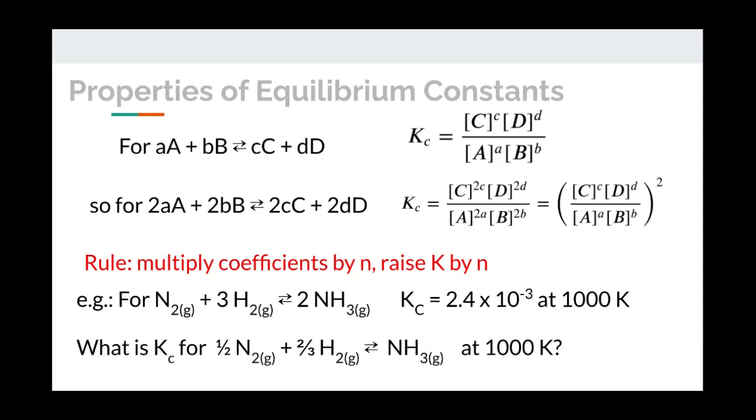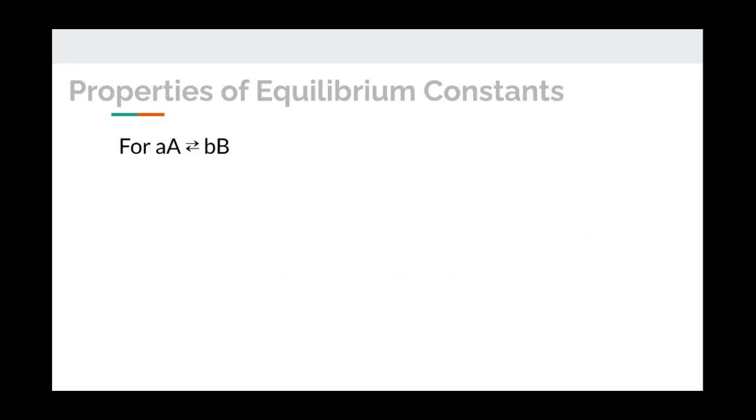Example problem. We saw this equilibrium before. What if we divided all the coefficients by 2? This is a mistake. That should be 3/2. Since we multiplied all the coefficients by 1/2, we should raise the K value to the 1/2 as well, which means taking the square root of it. So Kc for that second reaction would be the square root of 2.4 times 10 to the negative third, which ends up being 0.049.